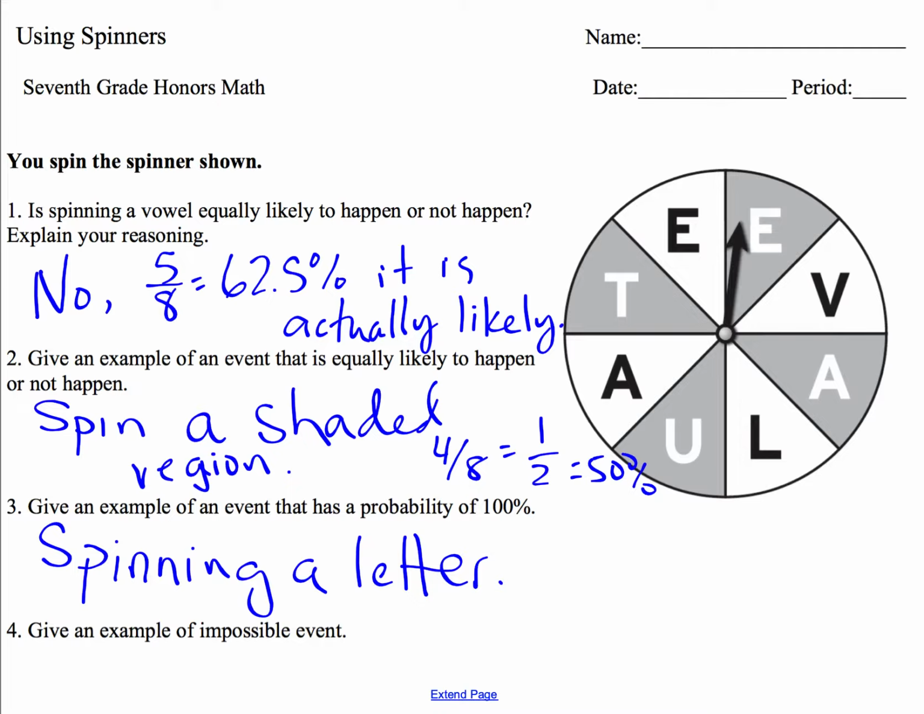Let's give an example of an impossible event. Okay, looking at the spinner here, if I spin it, an impossible event is just going to be spinning anything that is not there. So we'll just pick something here. Spinning a J. Spinning a J is not going to happen because there are no J's on that spinner. So it is an impossible event for this situation.